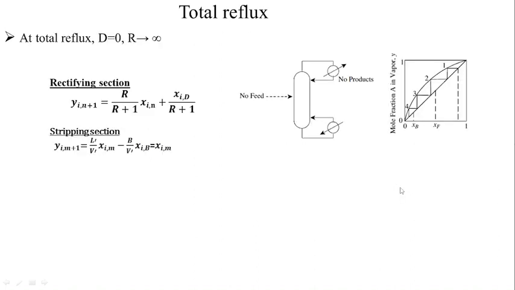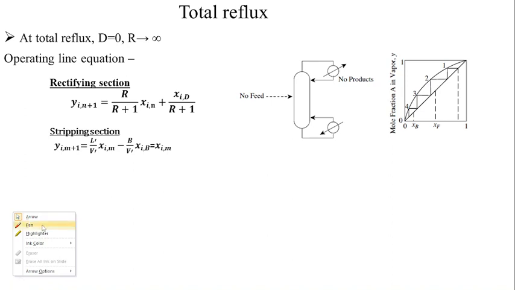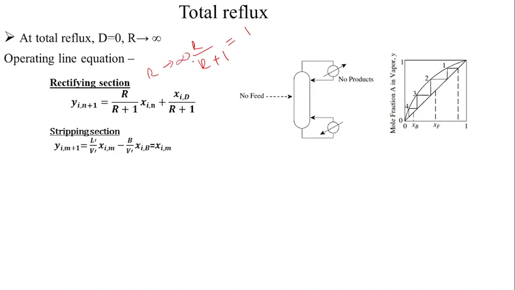So the next one is the total reflux condition. At total reflux D equal to 0 and R tends to infinite. So the operating line equation for rectifying section will be: R by R plus 1 will be equal to 1 as R tends to infinite, and xD by R plus 1 will be equal to 0.